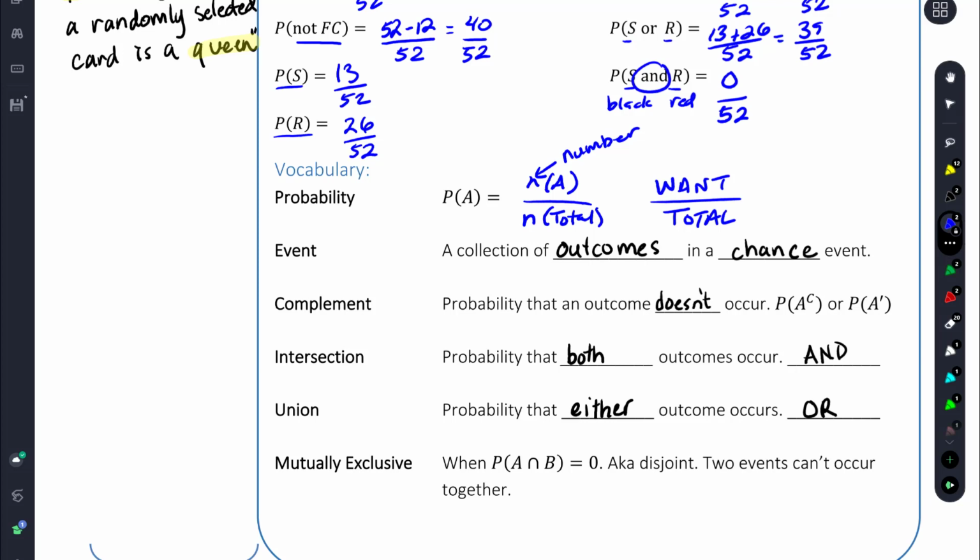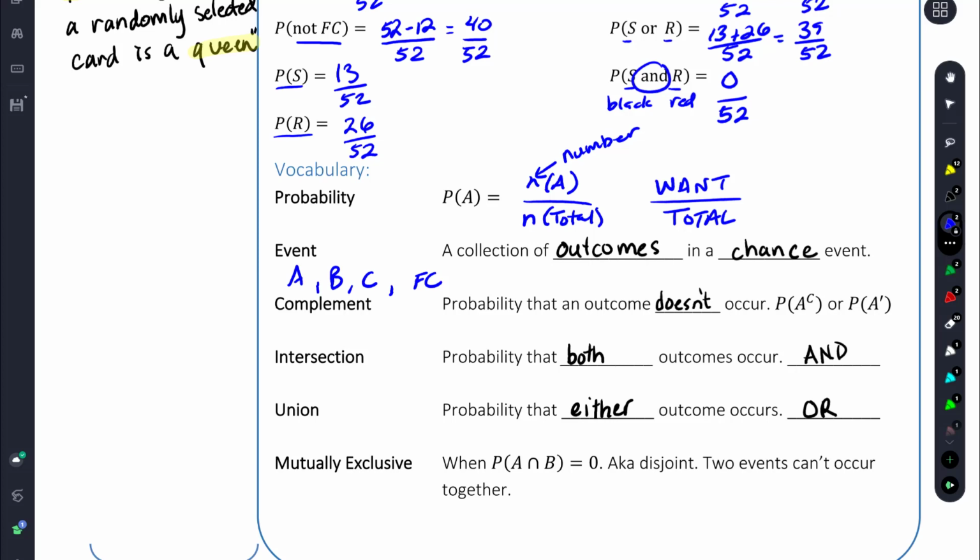Now, let's talk about some more formal definitions and see how they align with what we talked about here. First, an event. An event is just a collection of outcomes in any chance event. So, such as drawing a card when you want to know the event of getting a spade or a red or a face card, something like that. Usually with events, those are capital letters like A or B or C or some collection of those like FC representing face cards. We just have to define what those events are.